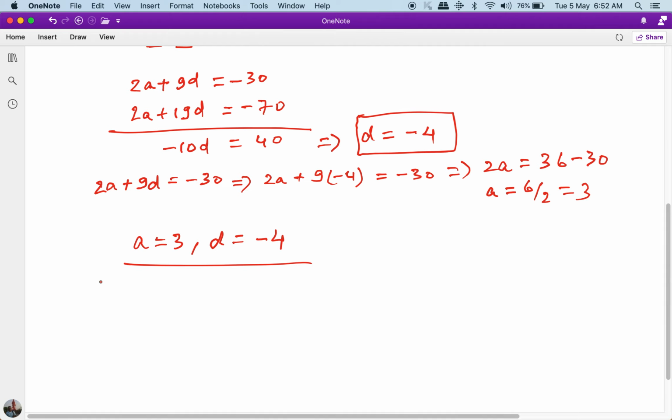If you want me to write the AP, the answer would be 3, then 3 minus 4, which is minus 1, minus 4, which is minus 5, minus 4, which is minus 9, minus 4, which is minus 13, and so on. I hope you found the solution useful.